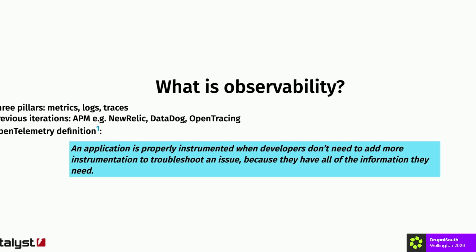In the past, we've had application performance monitoring tools like New Relic, Datadog, those still exist, of course. OpenTracing, OpenTelemetry is seeking to provide a consolidated toolkit. And the definition is an application's properly instrumented when developers don't need to add more instrumentation to troubleshoot an issue because they already have the information they need available.